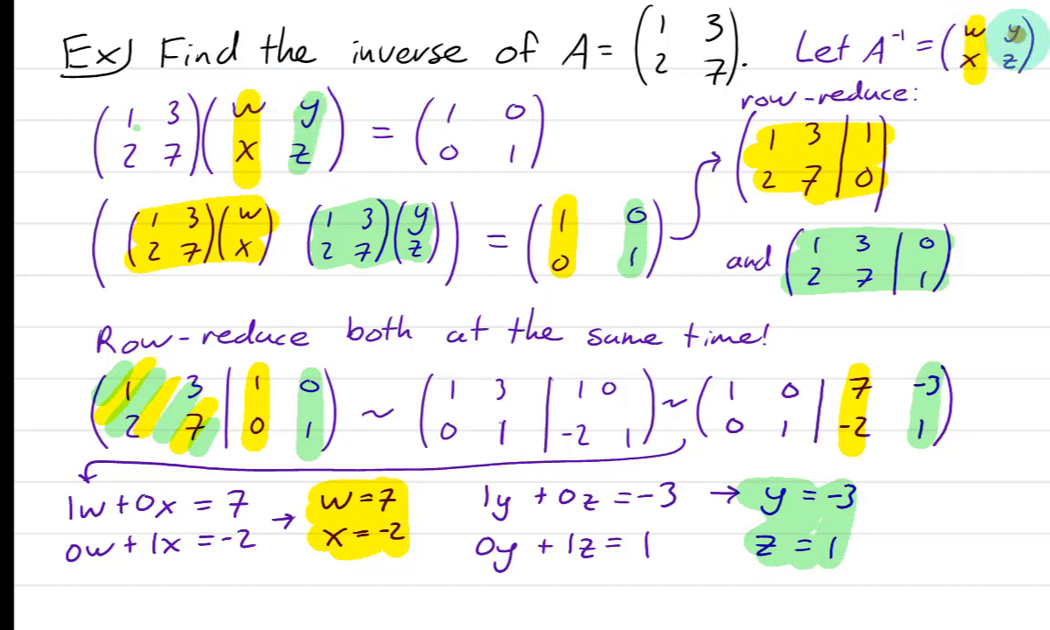We've actually pretty much finished the problem here and gotten A inverse. It's just going to be 7, -2, -3, 1.